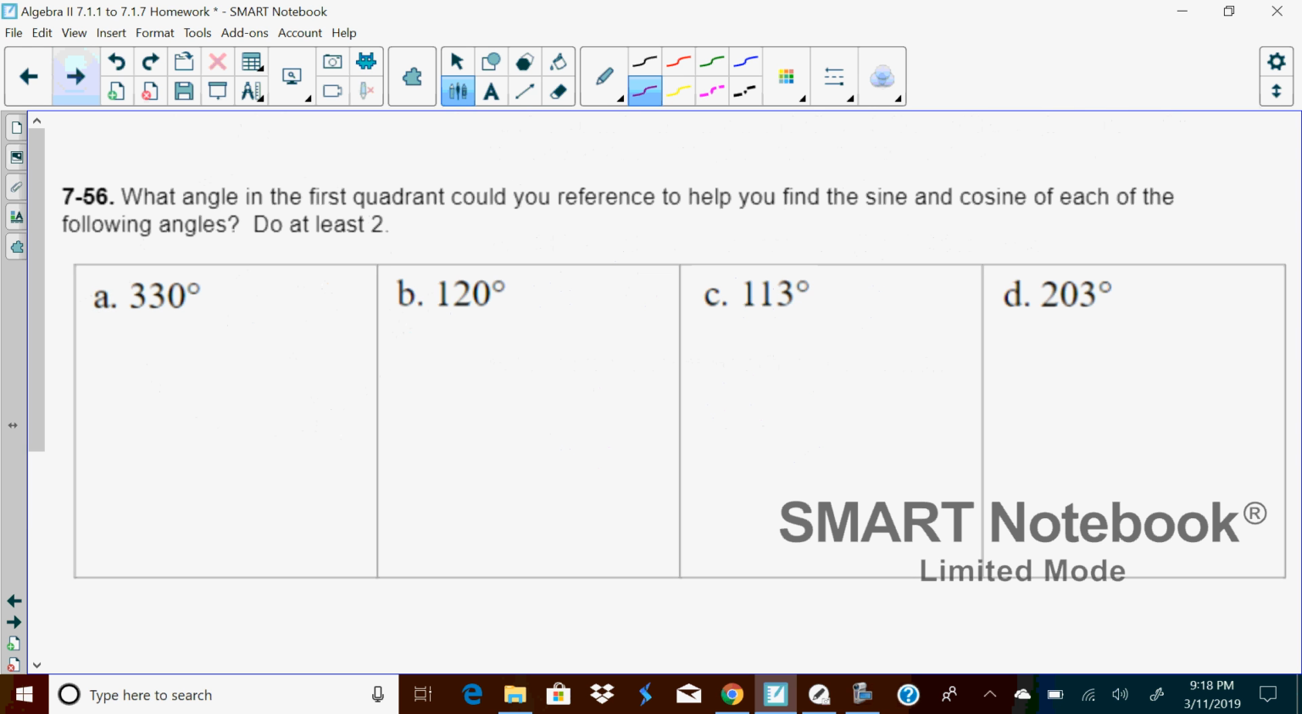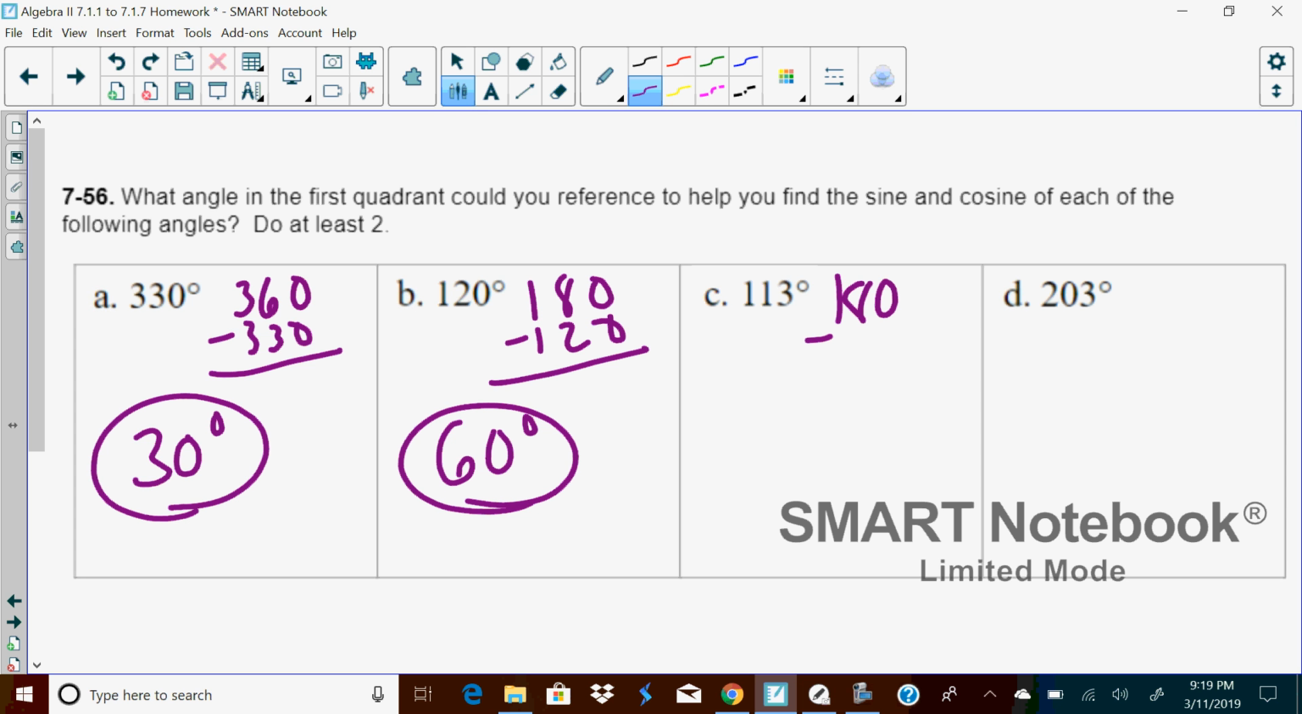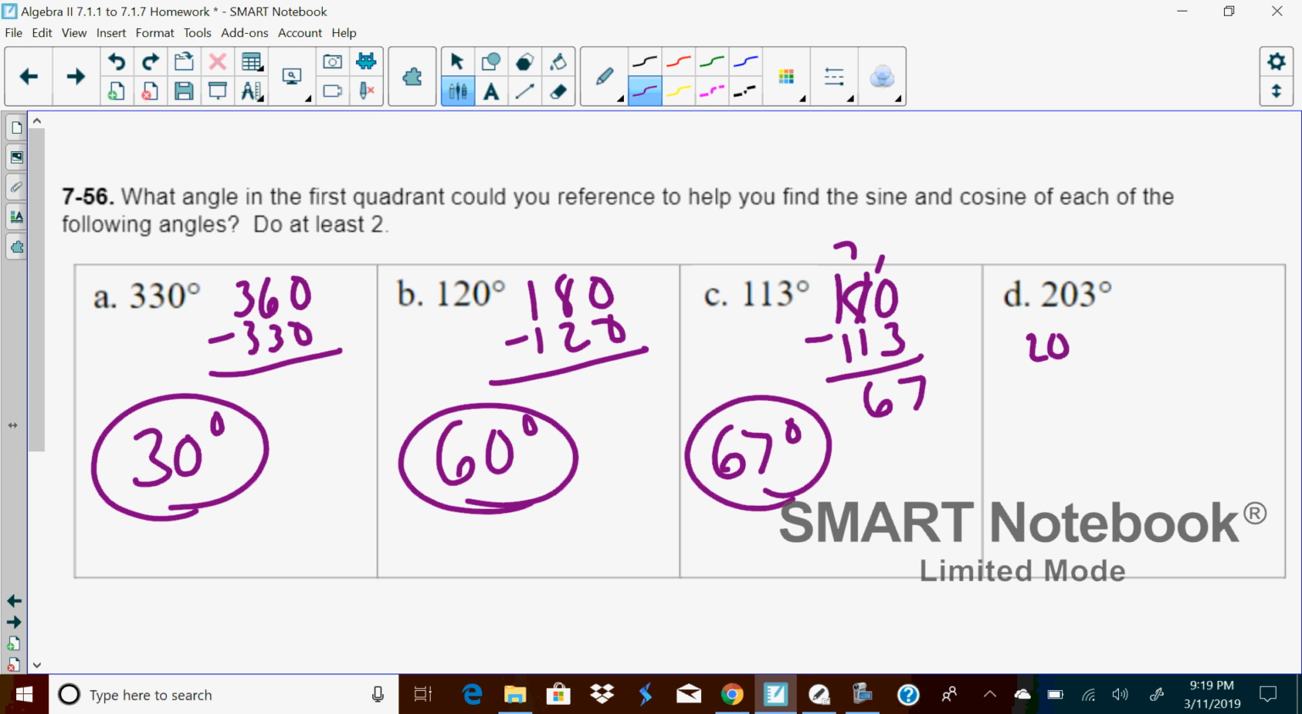Problem 56, what angle in the first quadrant could you use as a reference to help you find the sine and cosine? So you just subtract them from the closest of 360 or 180. So 330 is the closest to 360, so I'm going to get 30 degrees. 120 is closer to 180, so I'm going to get 60 degrees. 113 is closer to 180, so 180 minus 113 is 67 degrees. And 203, I subtract 180 from it, so 23 degrees.